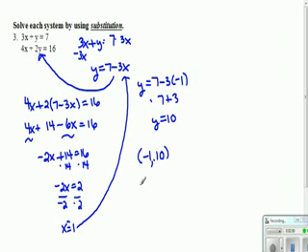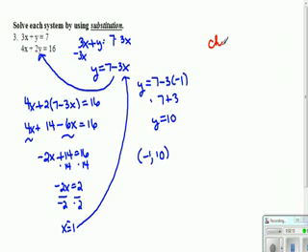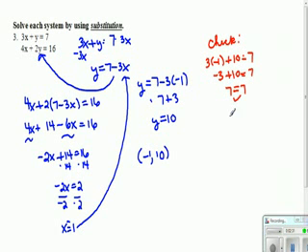And then I want to check to make sure that that's right. So if that's right, I should be able to plug both of my numbers into my original equations and I should get true statements. So is 3 times negative 1 plus 10 equal to 7? So is negative 3 plus 10 equal to 7? Yes, it is. So I know 7 equals 7, so that checks.